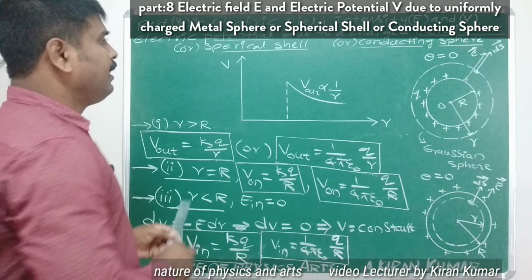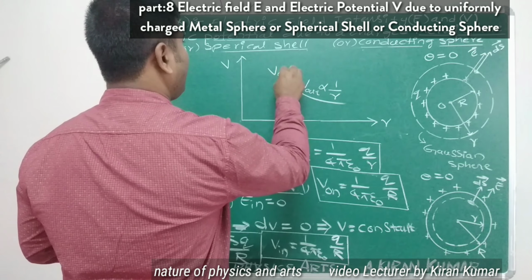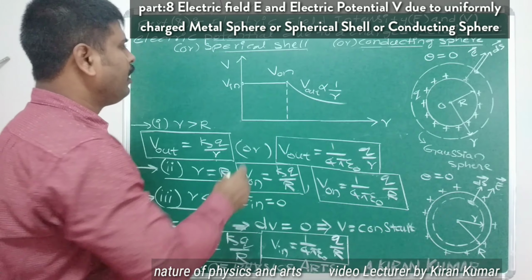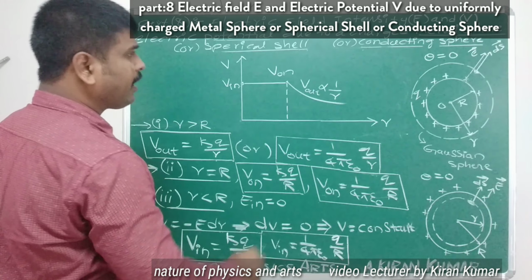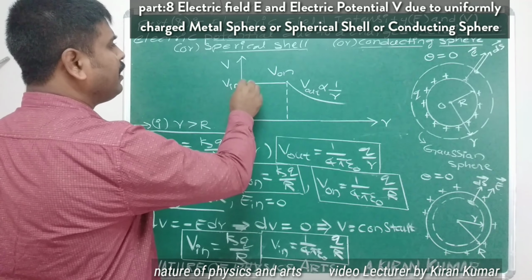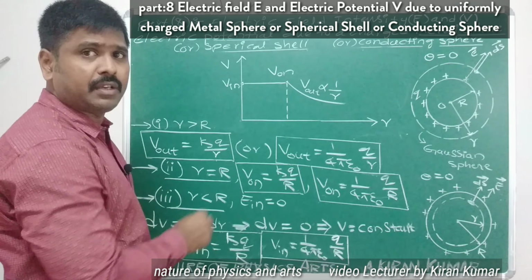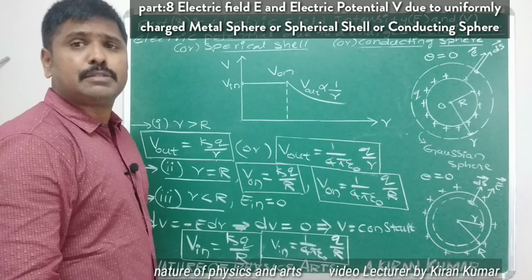Inversely proportional to r. And this is the potential on the surface, so this is V_on. The V_in value is 1 by 4 pi epsilon naught, q by R, and the V_on value is also 1 by 4 pi epsilon naught, q by R. So here the potential is constant from inside to the surface of the spherical shell.